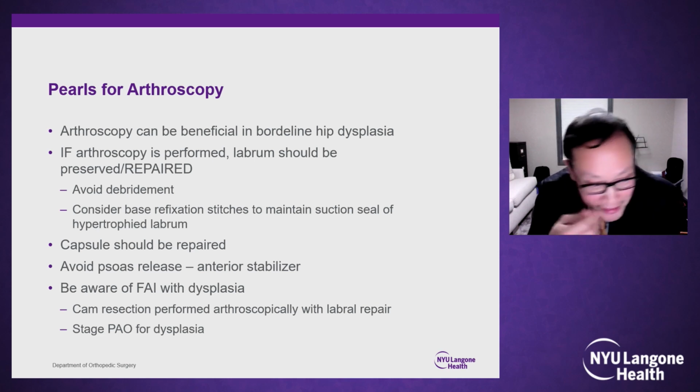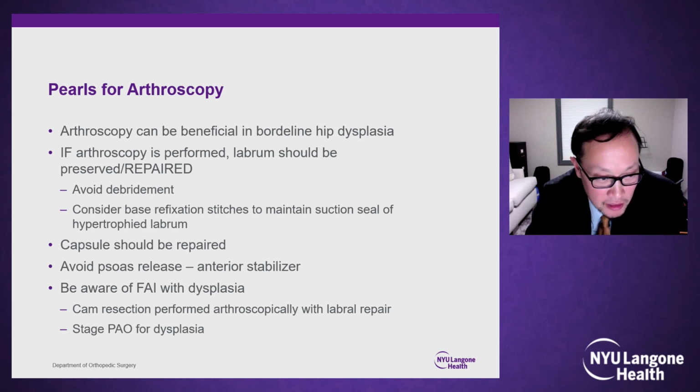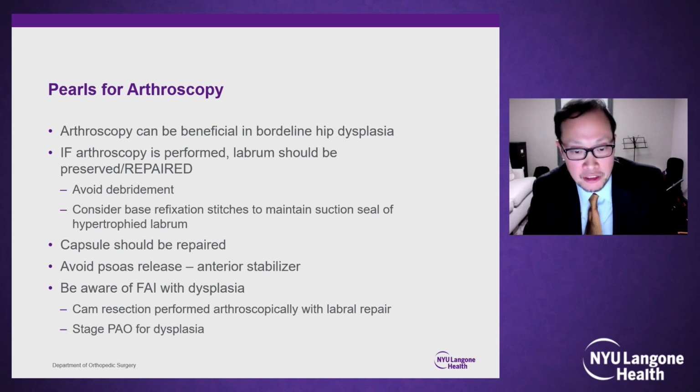Dr. Whyte showed us techniques as far as doing an iliopsoas release. If you have any kind of suspicion of dysplasia, the psoas can be a dynamic anterior stabilizer in somebody who's overly anteverted. And so that's something that you want to preserve. And also be aware that you can have a cam lesion in the setting of shallow socket, and you can focus your impingement resection on the cam lesion.